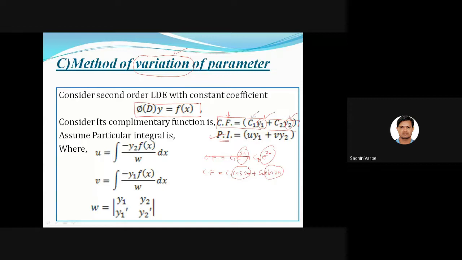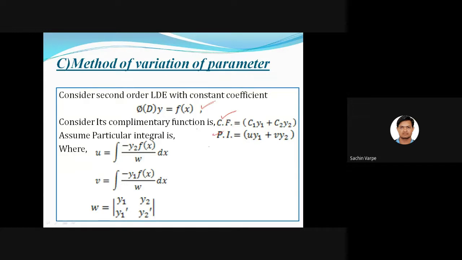Clear? And the coefficients c1 and c2 are called the arbitrary constants, or we can say parameter, because those constants we are going to vary as a function of x. C1 will be a function of x and c2 will be a function of x. And then we will extend the notion of this complementary function to find the particular integral. Clear? So we have given a differential equation. We first find its complementary function and we extend the notion of complementary function to find the particular integral.